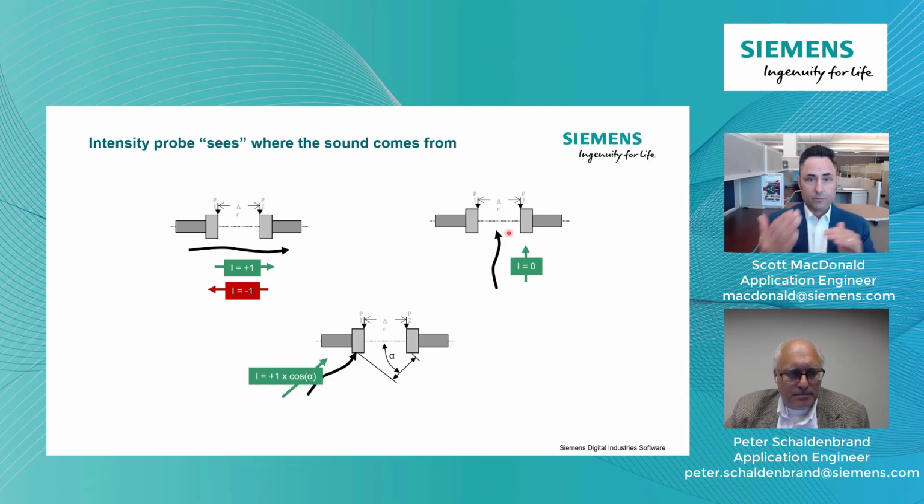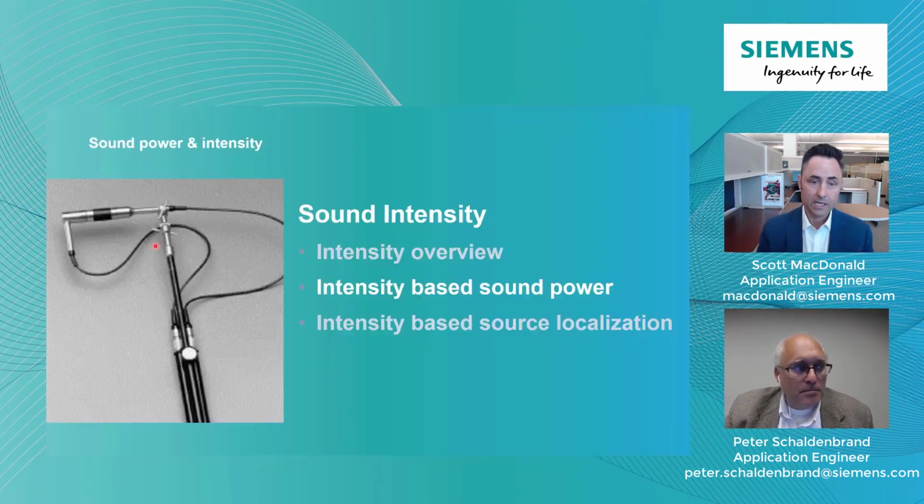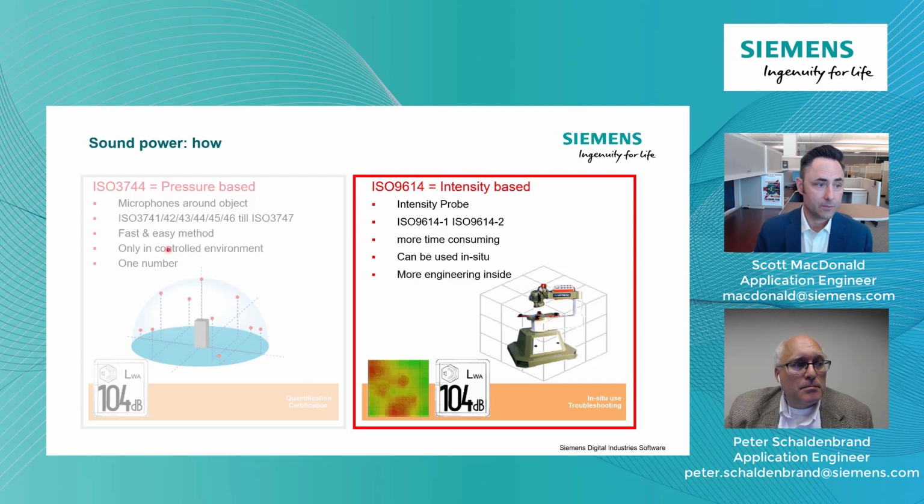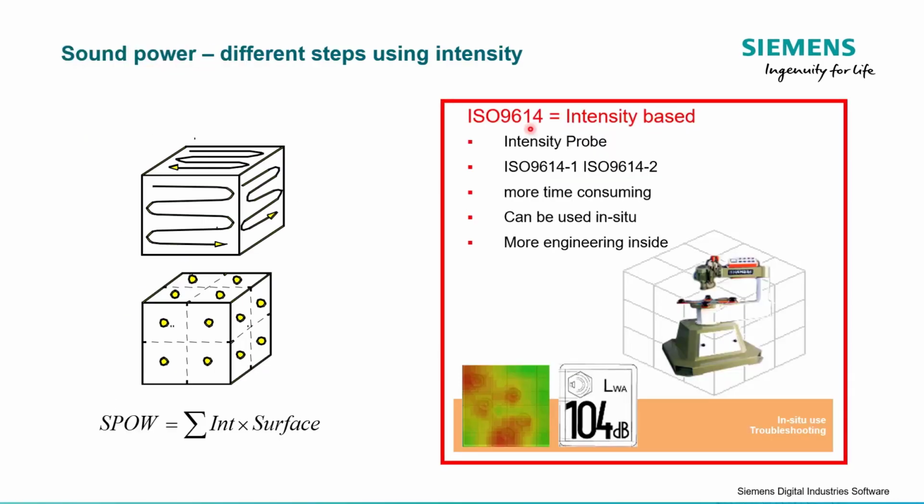And if we hold it at sort of an oblique angle, we're going to get some intermediate answer that's the cosine of this angle. So as Pete mentioned, we can use intensity to also calculate sound power. Pete talked about this pressure-based method. There's also an ISO standard 9614 that is the intensity-based method. We use an intensity probe, go test around our object, and we can calculate sound power.